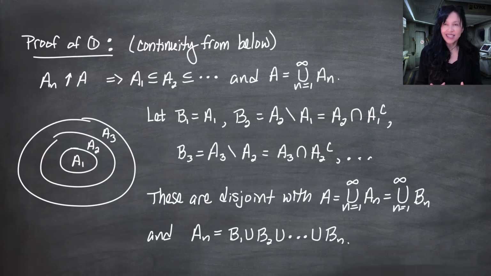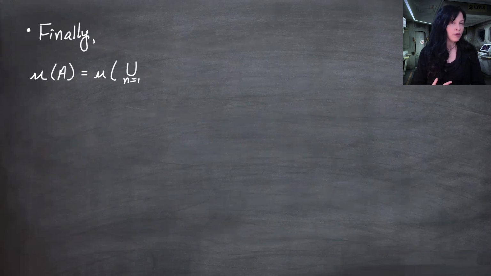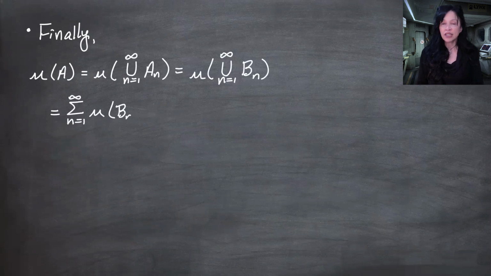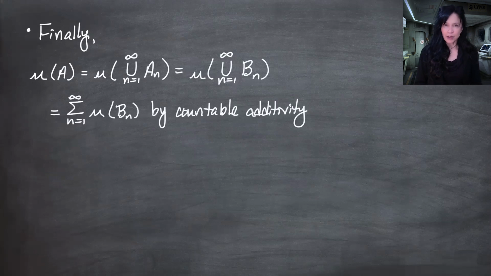So we're almost done. The mu measure of A is the mu measure of the union as n goes from 1 to infinity of the An. This is the same thing as the union as n goes from 1 to infinity of the Bn, but the Bn's are disjoint, so we can use countable additivity of mu here and get the sum as n goes from 1 to infinity of mu of B sub n.